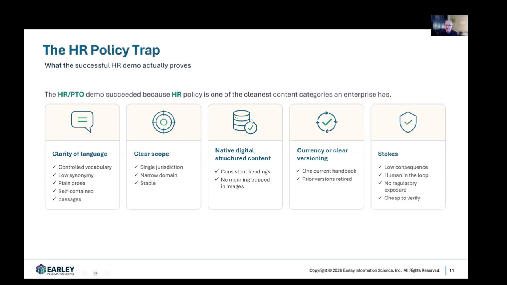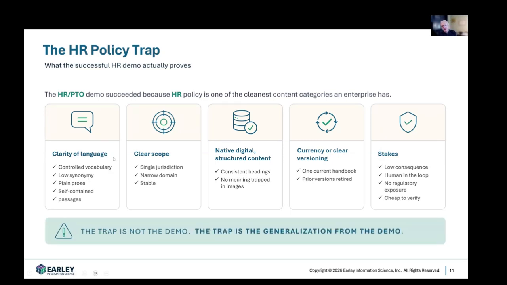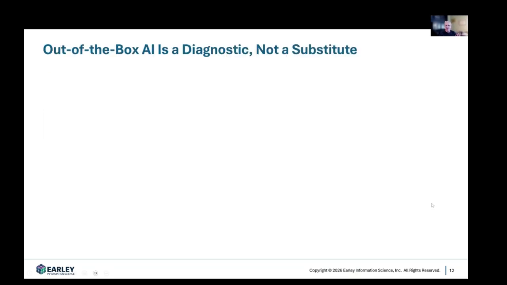There is a human in the loop, right? There's less regulatory exposure. You could say the HR policies do have regulatory exposure. That's not a blanket statement, but there's less regulatory exposure than in a policy about, say, loan operations or reporting or things like that, right? And it's easy to verify. It's not costly to verify. So the trap is not the demo. The trap is the generalization from the demo. Because when we use good content and it works, we try to say it's going to work with all content, and that is not the case, right?